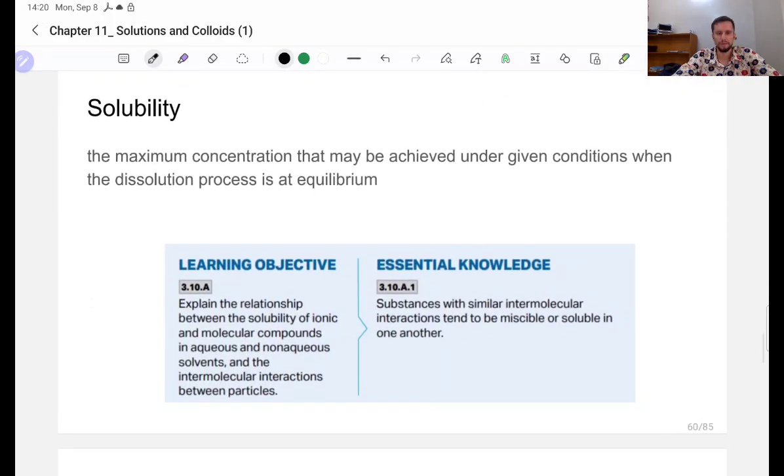Solubility is the maximum concentration that may be achieved under given conditions when the dissolution process is at equilibrium. The reason it says given conditions is solubility can change with especially temperature and also pressure, especially if we're talking about a gas.